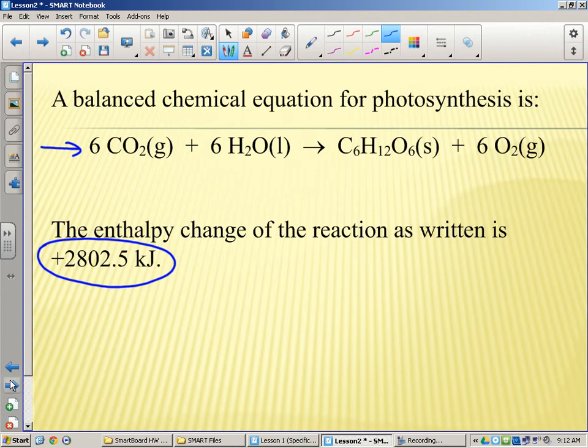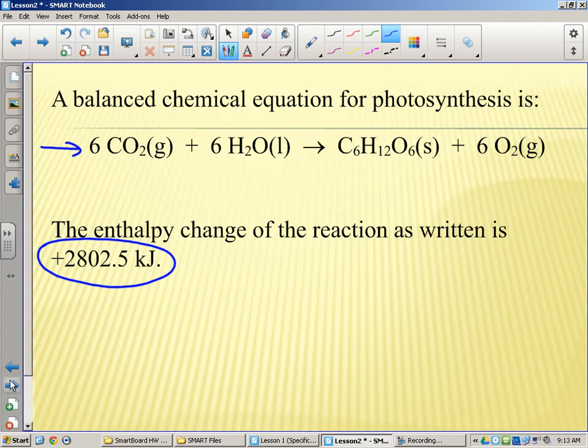Okay? If I'm putting this energy into this system, where do you think I should put 2,802.5 kilojoules? On the left side, on the reactant side? Think about this. If I have to put this energy in, do I put it on the left side, or do I put it on the right side, the product side? What do you think? Left side, the reactant side, right? If I'm going to put energy into it, where do I put it? I put it on the left side, right?